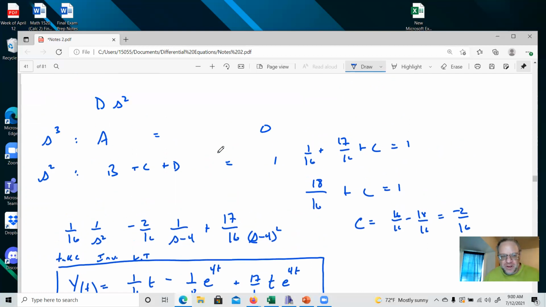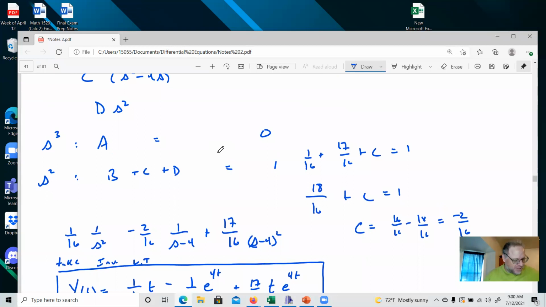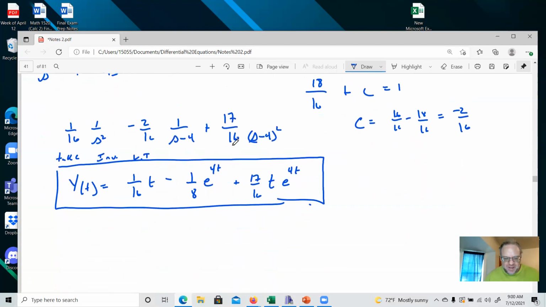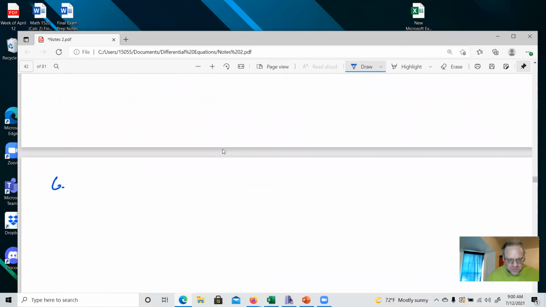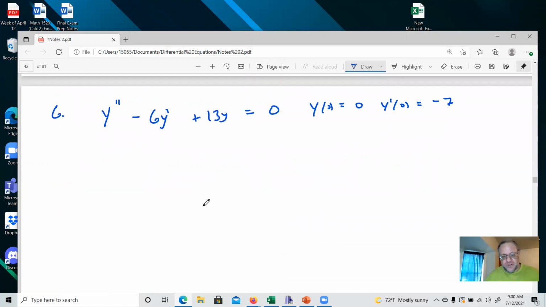So great. How about we check the next one? This is going to be number 6. All right, so this is y double prime minus 6y prime plus 13y is equal to 0. Again with the zeros. Okay, y of 0 equals 0. y prime of 0 is equal to negative 7.